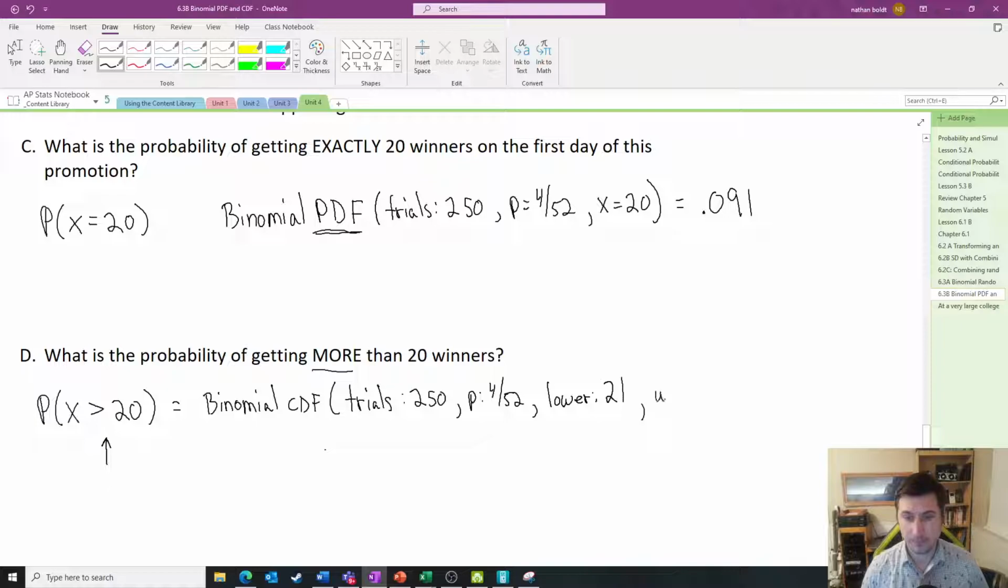Upper, how high do we go? Well, the most we could ever have is 250. Now that's a little bit different from normal distributions, isn't it? You can't just put an obnoxiously big number here, okay? You have to put in the highest possible, and that is the number of trials here, 250. We could never have more than 250 winners. There were only 250 people. So I'll type that in to get my answer.